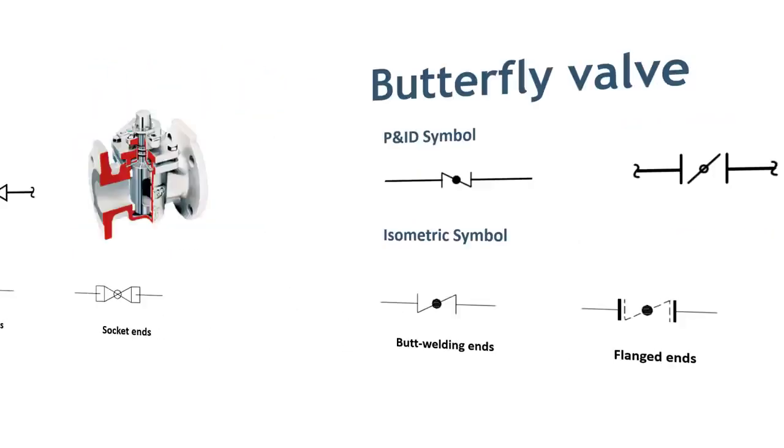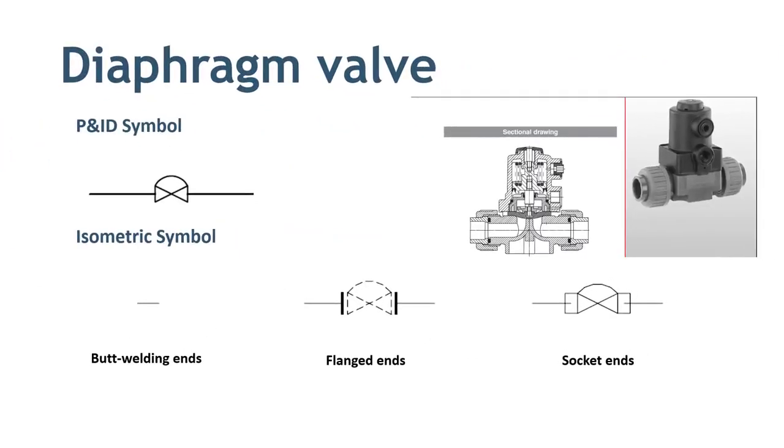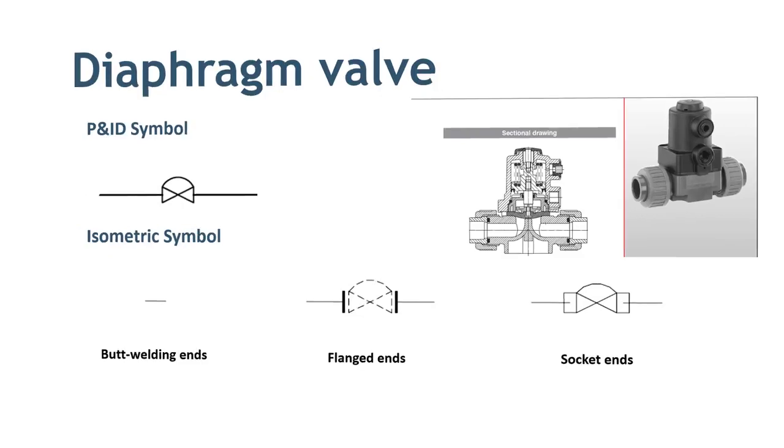The butterfly valve symbol is the only symbol where a full triangle is not used. If you refer to the first symbol, it is similar to the globe valve, but the triangle is not full. The alternative symbol is clearer in this case. For the isometric symbol, you can see that there is no socket end butterfly valve. Here is the diaphragm valve. There is no butt welded diaphragm valve available. Most diaphragm valves are flange type and they are used to handle process media with solid particles.